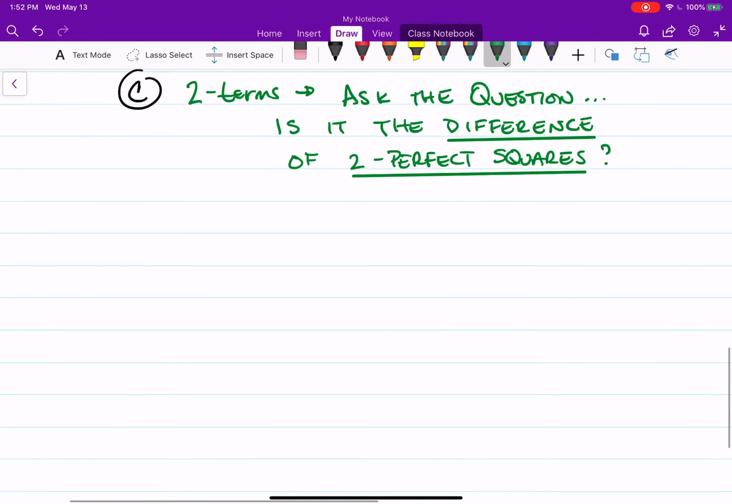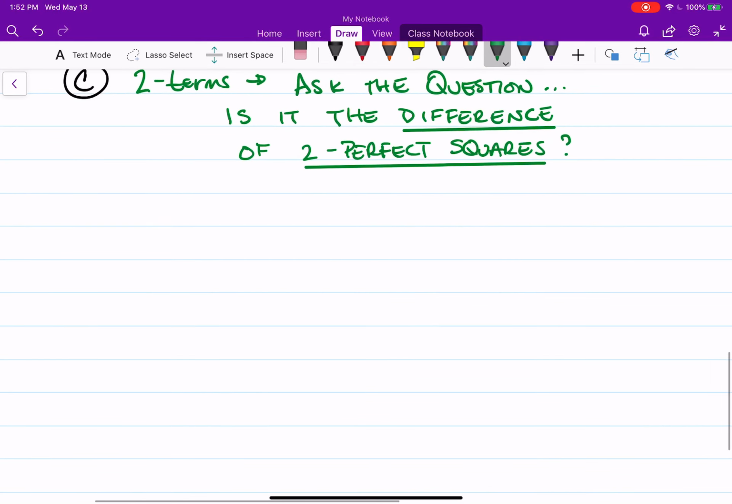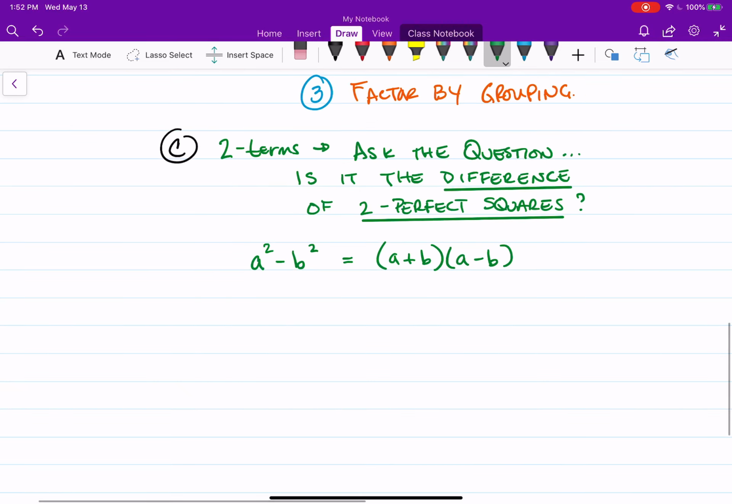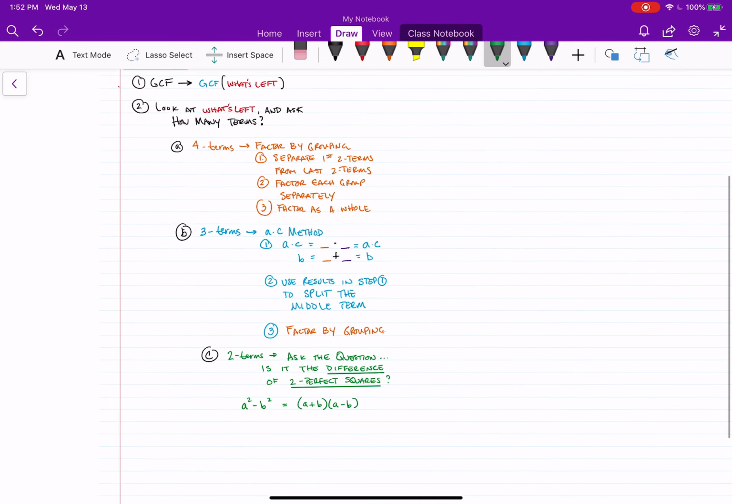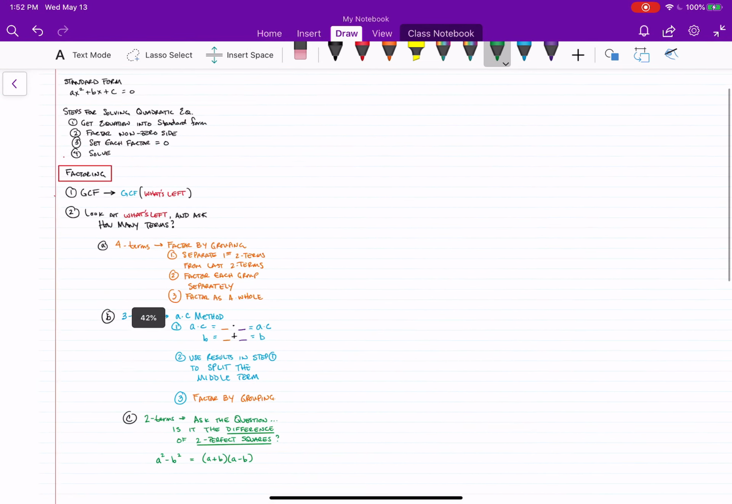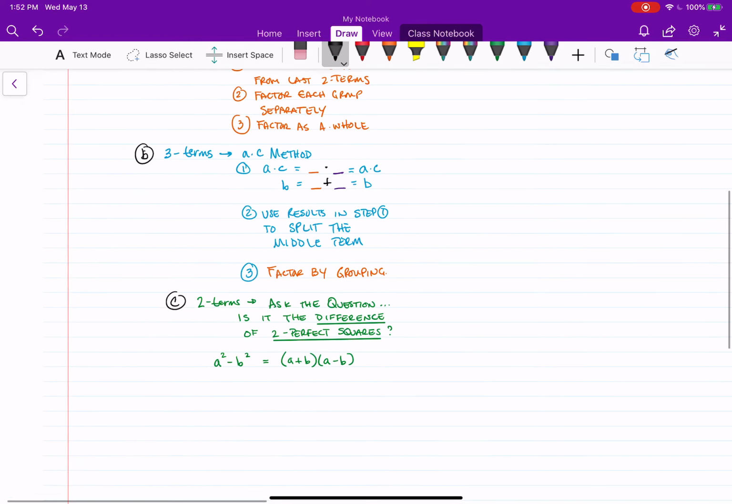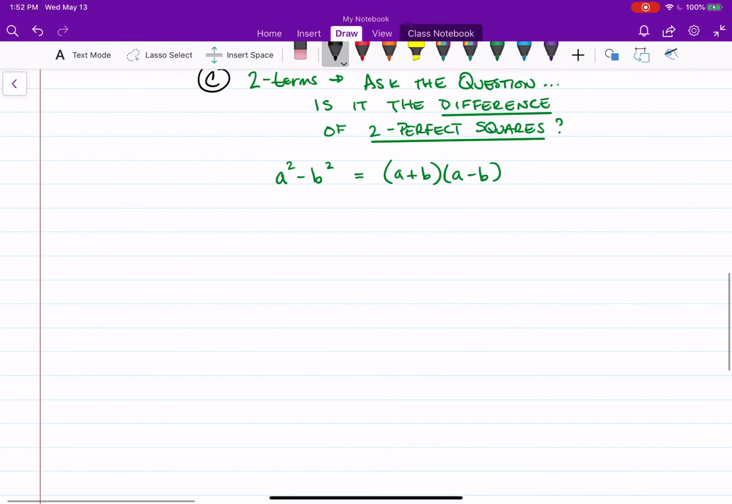Okay, so the example would be this. If I had a squared minus b squared, it would factor to be a plus b times a minus b. Okay, so there you go. So that's like the summary of factoring. Okay, so now let's get into some examples of quadratic equations.